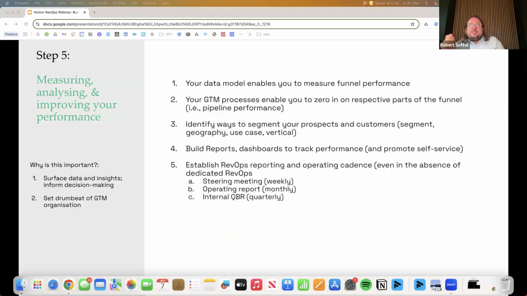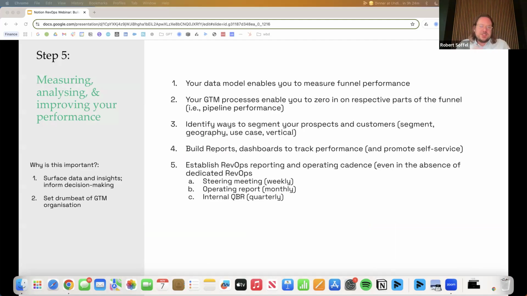And finally, step 6: measuring, analyzing, and improving your performance. It's all well and good that you've defined your processes and configured them to your tech stack, but now what, right? A lot of businesses get this in place, but then they don't actually use the data that they need to drive their business. So it's about really bringing this data to life.